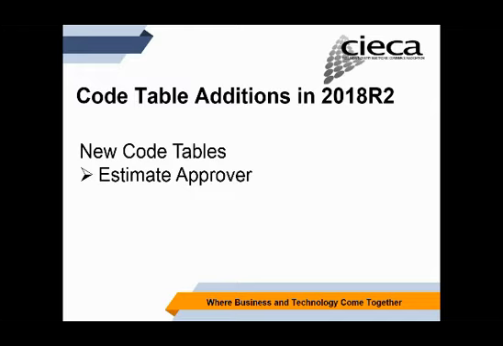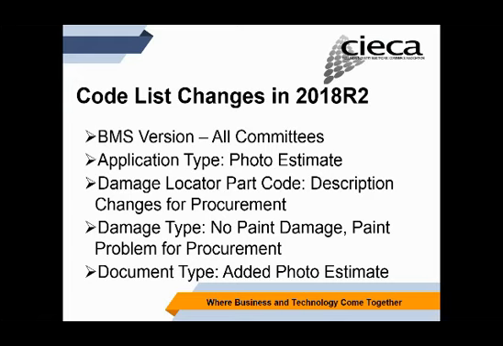In the code table, we added a new code list, as I referred to earlier, for the photo estimating application, where the different parties that could approve an estimate were listed. The code changes and impacted committees are the BMS version, obviously affects all committees, application type for photo estimating, damage locator part code for procurement, and document type for photo estimates.